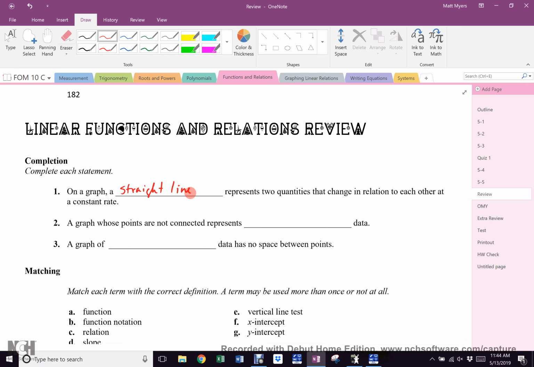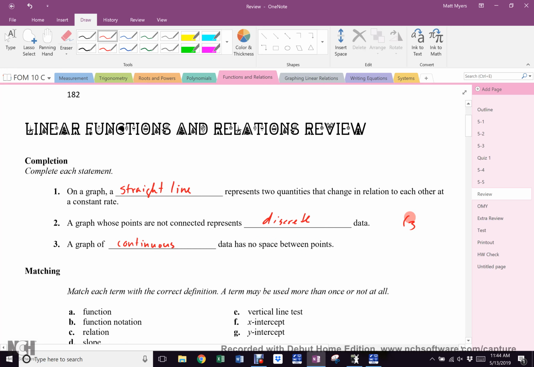A graph whose points are not connected is discrete. And this is really key because I wrote this question this way on purpose. I said no space between the points to try and fool you a little bit. Because if it's points, it's what? Discrete. But if there's no space between the points, it's continuous. Because, of course, a line is nothing but an infinite amount of points.